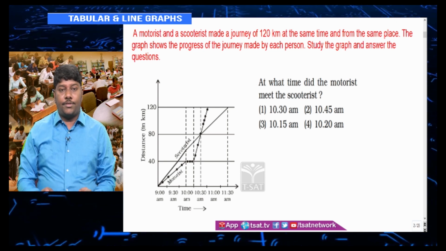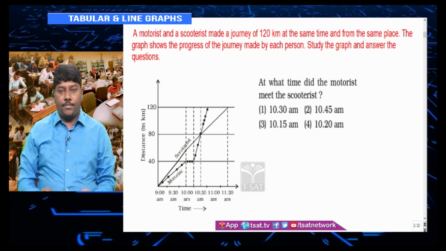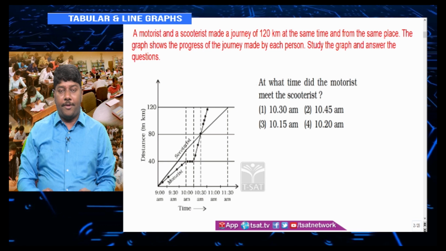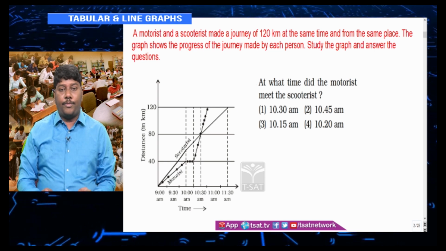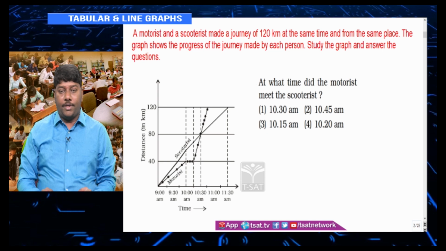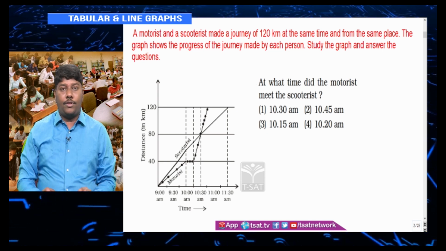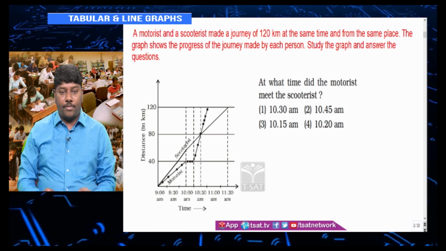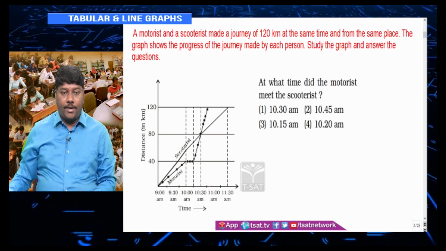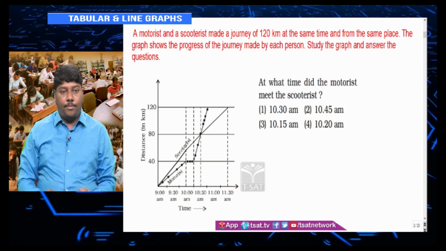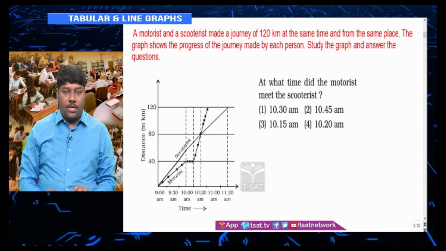A motorist and a scooterist made a journey of 120 kilometers at the same time from the same place. They start from the same place at the same time. The graph shows the progress of the journey made by each person. Study the graph and answer the questions. Now, see, both of them actually started at 9 a.m., and one fellow ends at 10:30, another ends at 11:30, and both of them covered how much? 120 kilometers.